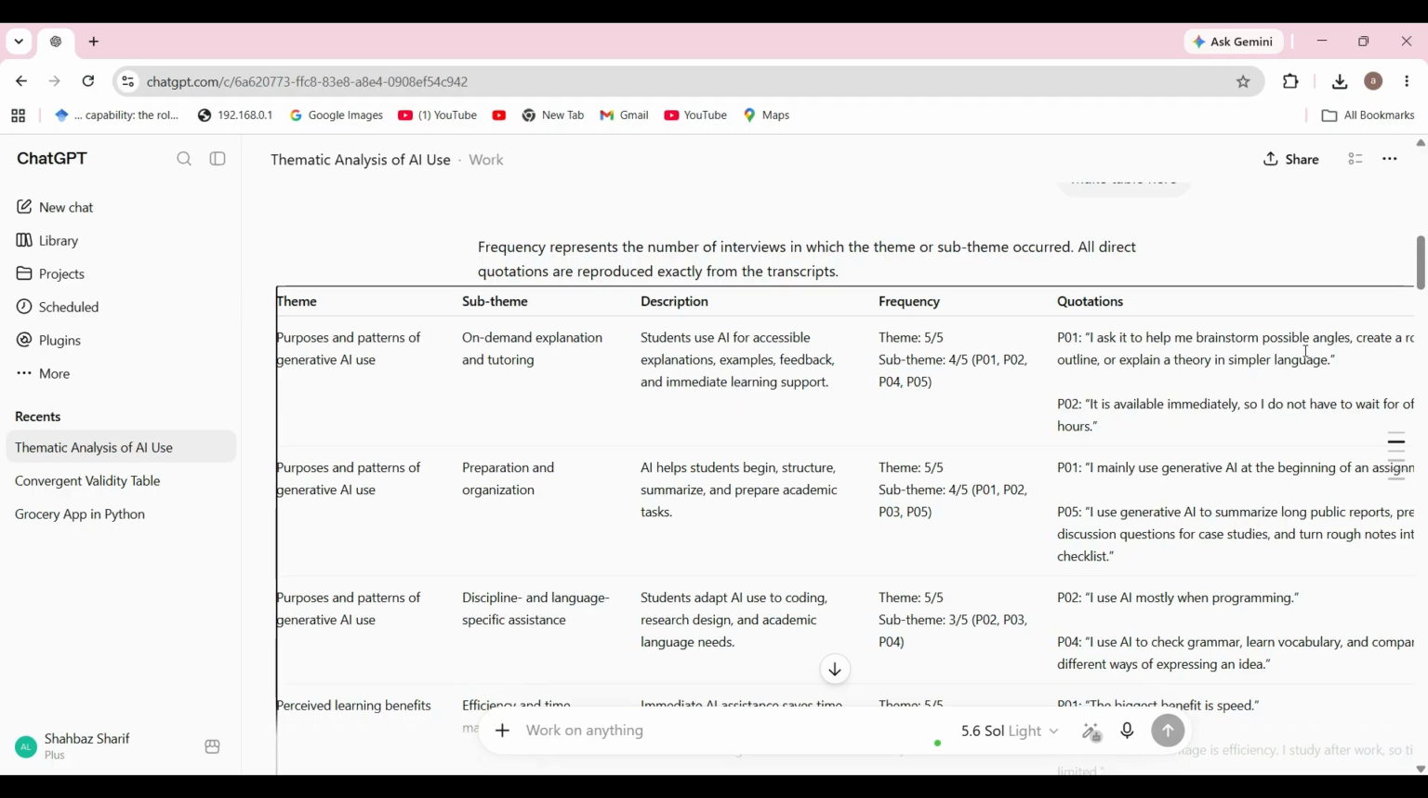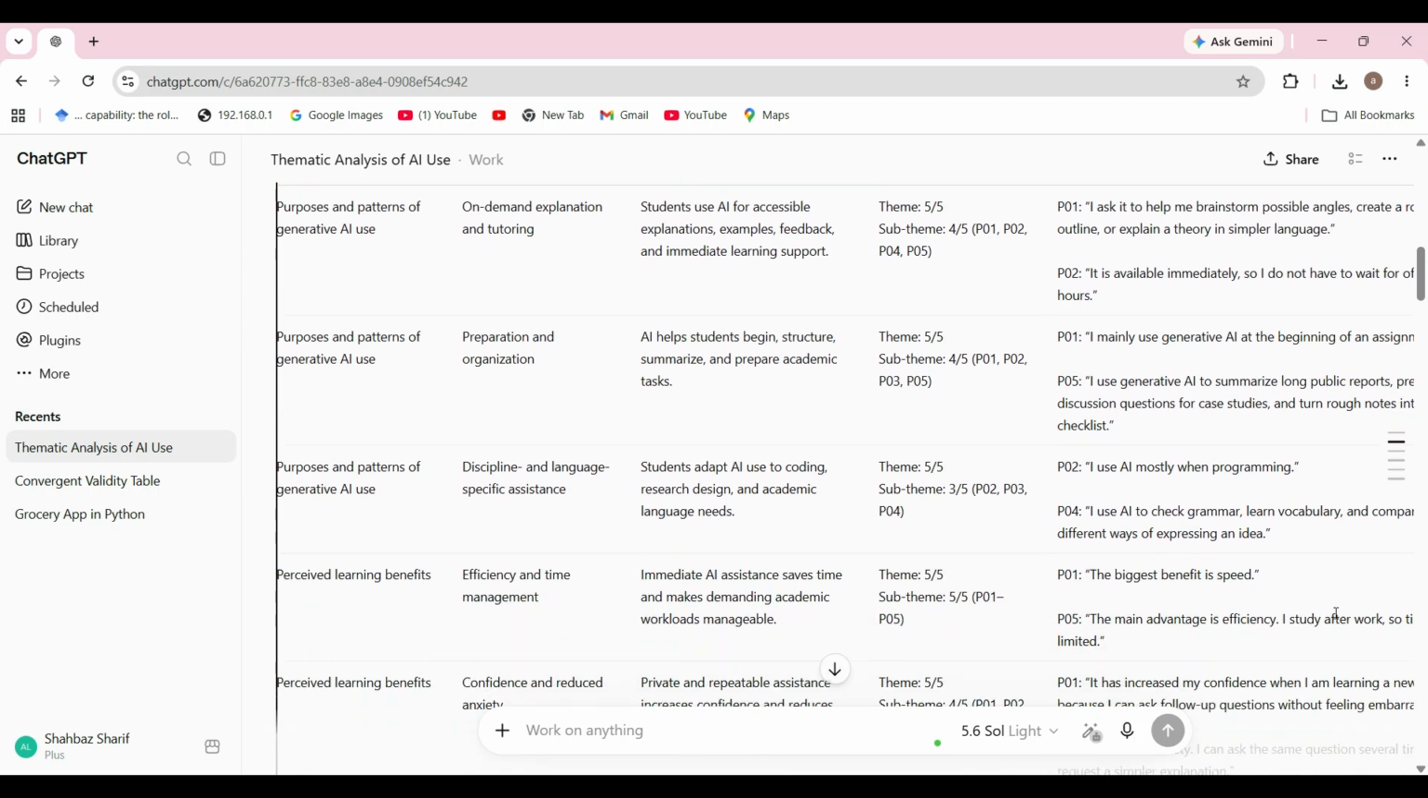As you can see, there are direct quotations from participant 1 and participant 2. The same applies for the next sub-theme, preparation and organization. Basically, this is a main theme and its related sub-themes. 3 sub-themes are related to the main theme, purposes and patterns of generative AI use. Also you can see description, frequency, and direct quotations.